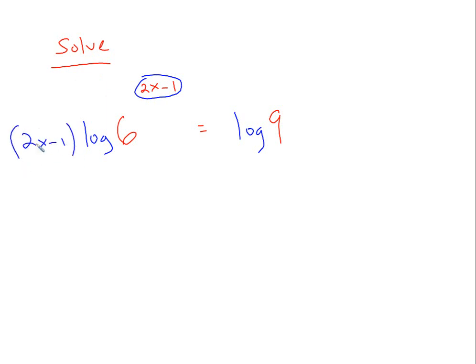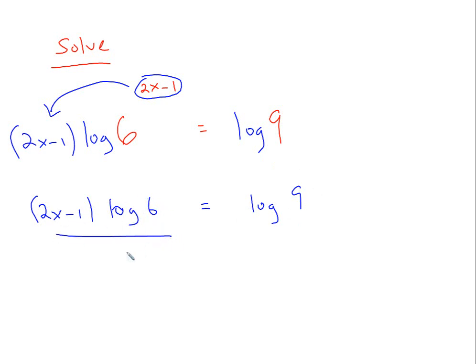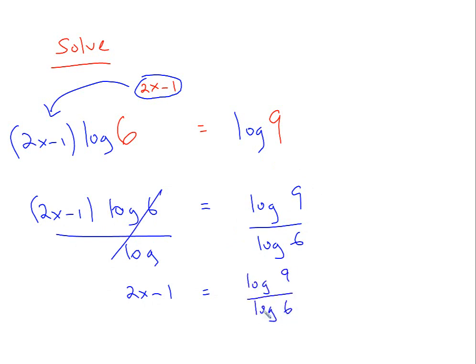And I like to put that parentheses there because this is one whole term right here. So once this moves to the front, we have 2x minus 1 times log 6 is equal to log 9. And then now you can use algebra to manipulate this to get x by itself. So we want to get rid of the log 6, so we divide by log 6 on both sides. So that's gone. So now we get 2x minus 1 is equal to log 9 divided by log 6.